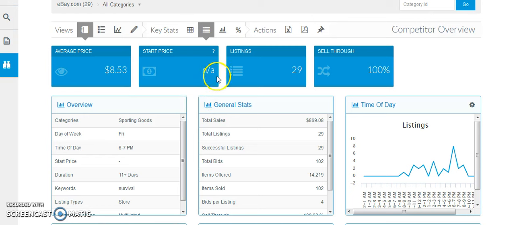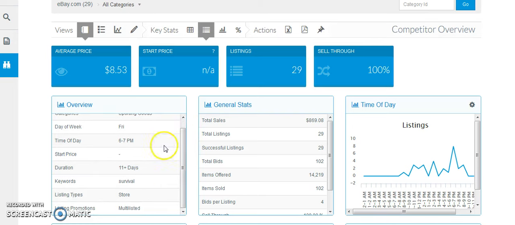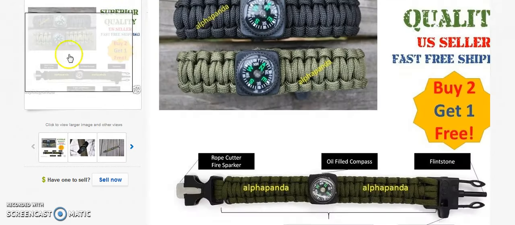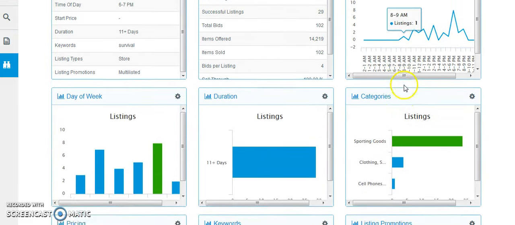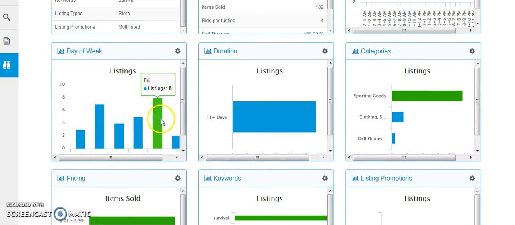But let's go look at this. So he has 29 listings, 100% sell-through rate. So everything he's listing is selling. Most of his stuff is selling like between 6 to 8 p.m. in the evening. Very good sell-through rate. Let's see. His keywords are survival. I kind of knew that before, as soon as I saw paracord bracelets and all this other stuff, I kind of knew he was going to be into the survival niche. Most of his stuff sells on Friday, although Monday is another good listing.